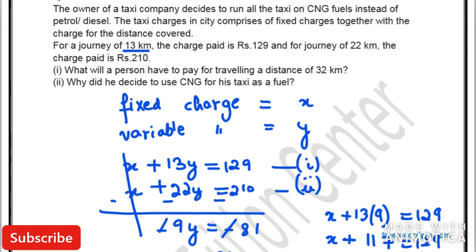Then the second part says, why did he decide to use CNG for his taxi as a fuel? So as you know, you can write here that CNG is a clean fuel, therefore he chose CNG as a fuel instead of petrol or diesel.